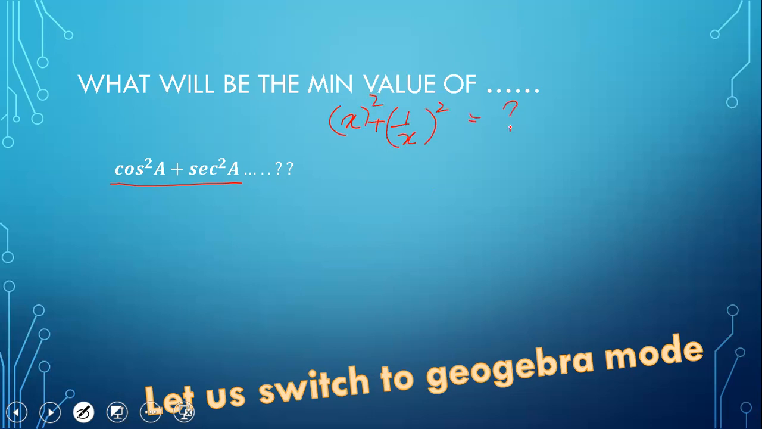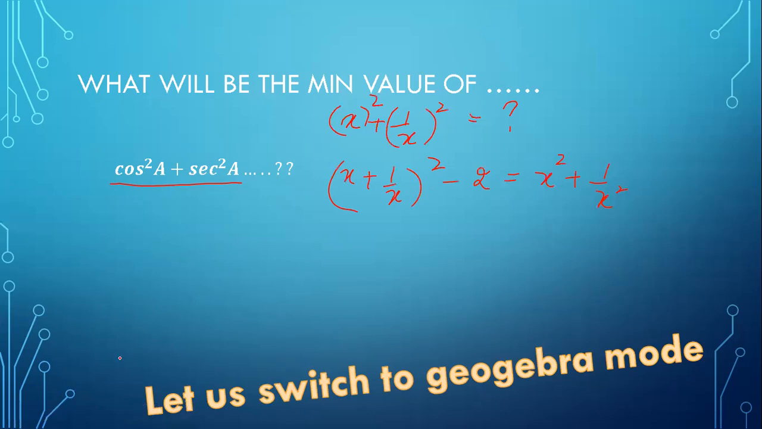Go back to my identities. When I go back to my identities, I say x plus 1 by x whole square minus 2 is x square plus 1 by x square. All right, so the minimum value should be 2.